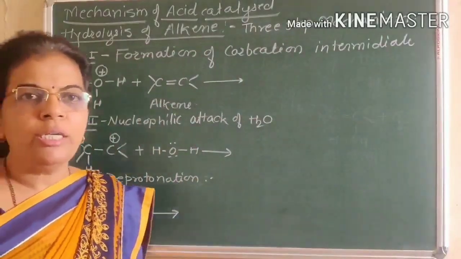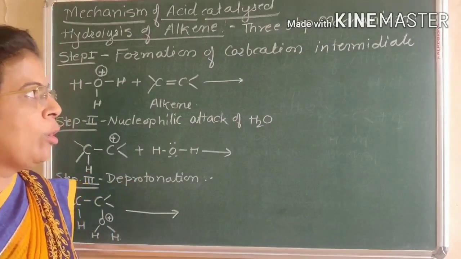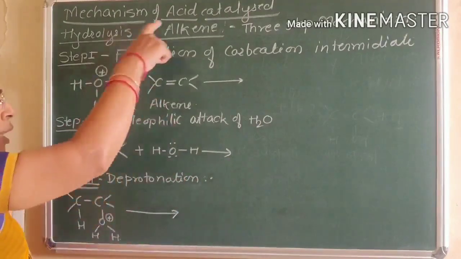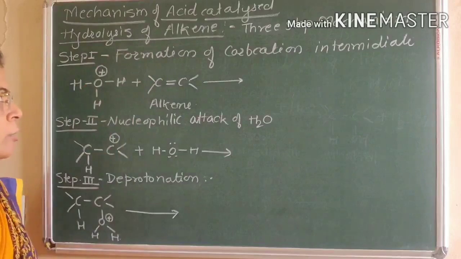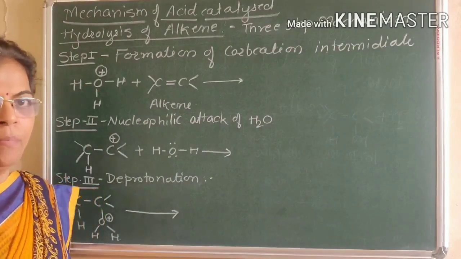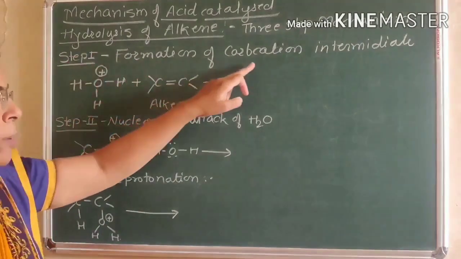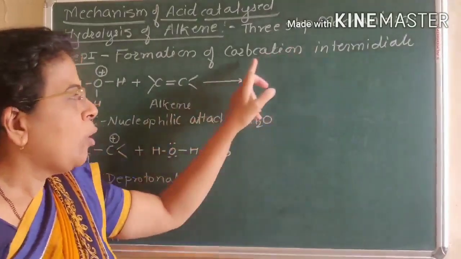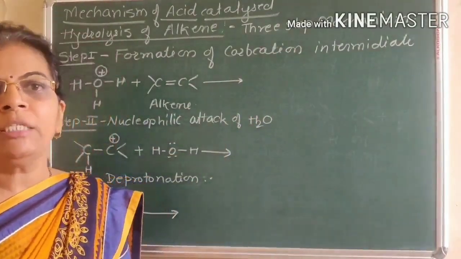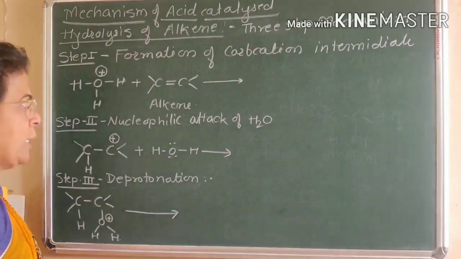Now we are going to see the mechanism of acid catalyzed hydration of alkenes, that is the reaction mechanism of acid catalyzed hydrolysis of alkenes. It is a three-step mechanism. The first step is formation of a carbocation intermediate. Now what is meant by carbocation? The positively charged carbon atom is known as carbocation. In the first step, formation of carbocation takes place.